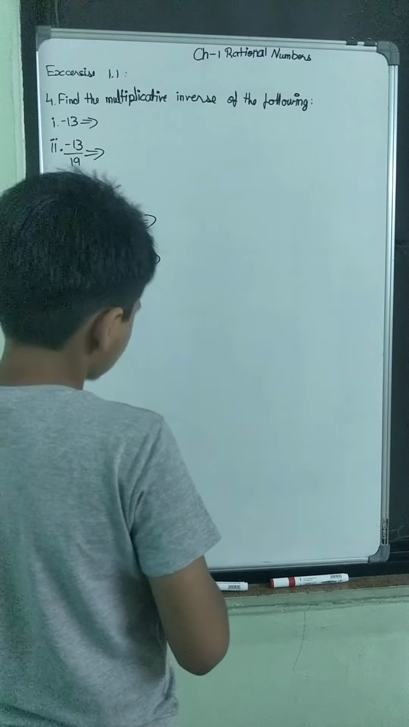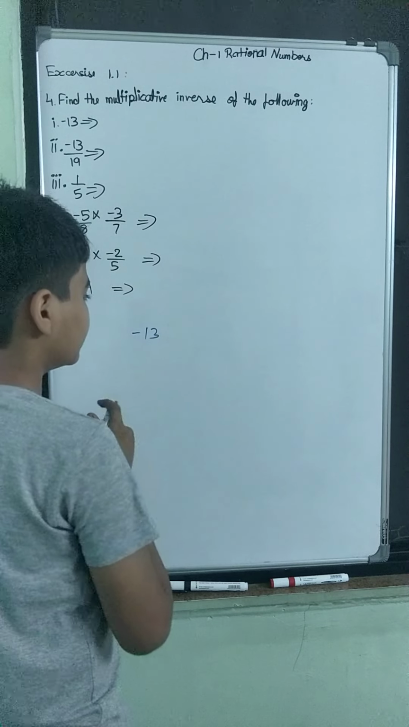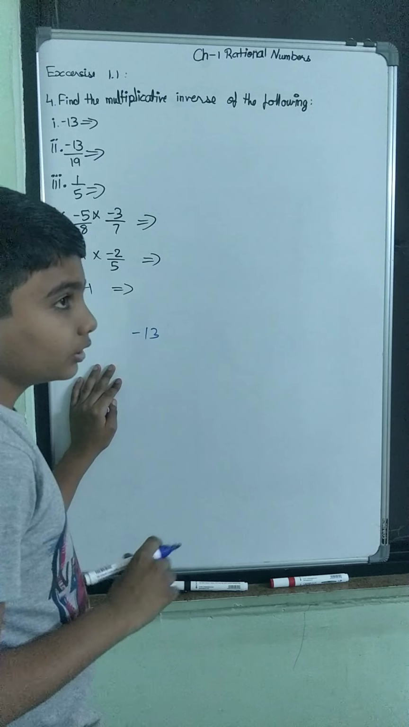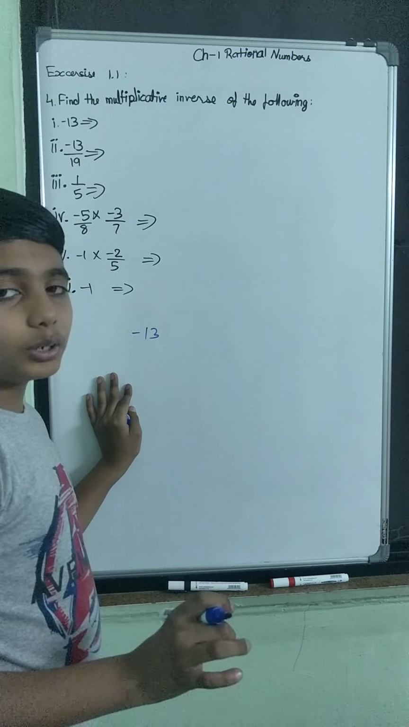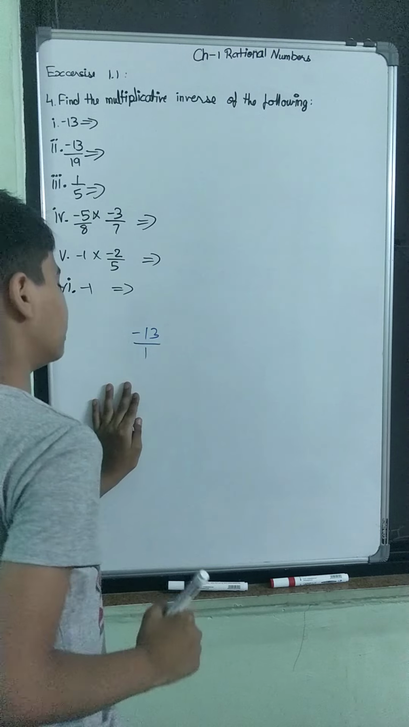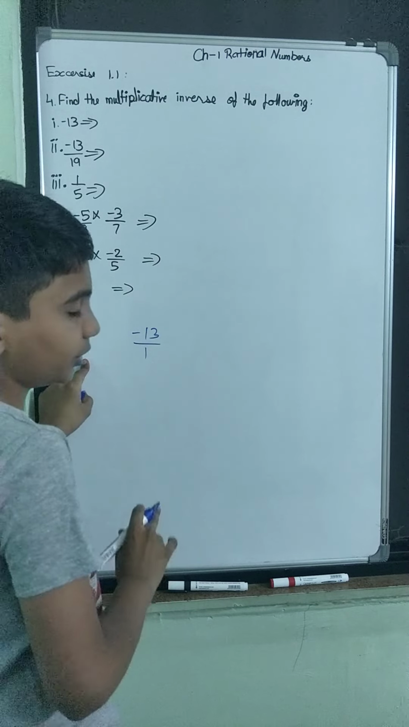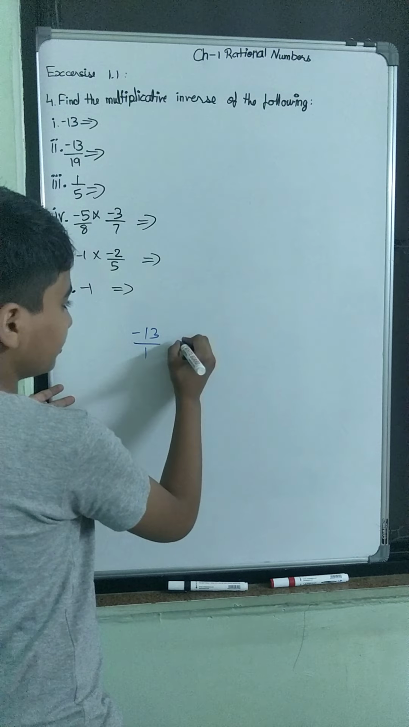So our first one is minus 13. First of all, minus 13 does not have a denominator. But whenever we write a number to convert it into a fraction, we just put the denominator as 1, which means that minus 13 by 1 is just minus 13. So minus 13 by 1.